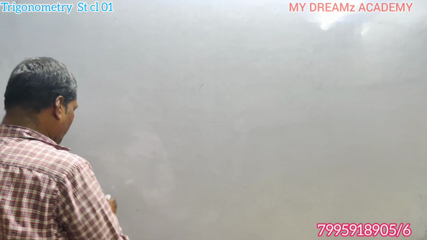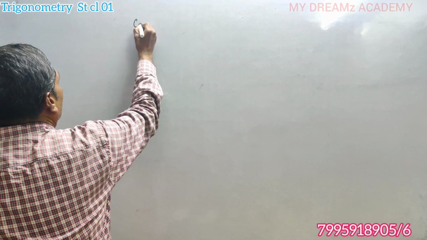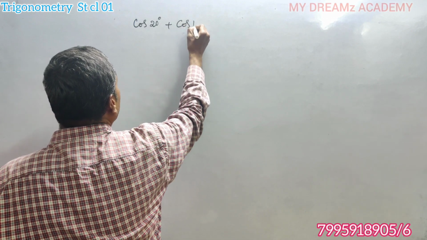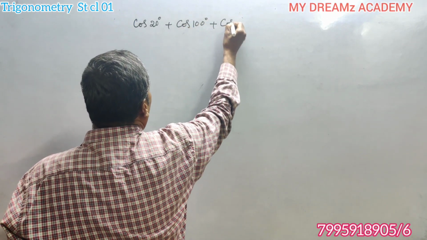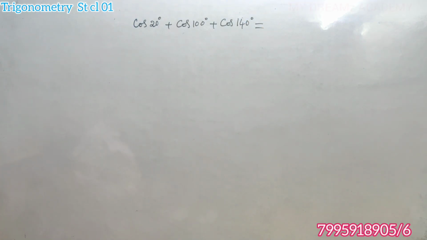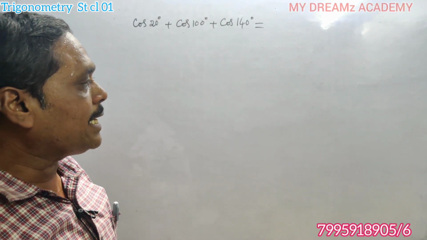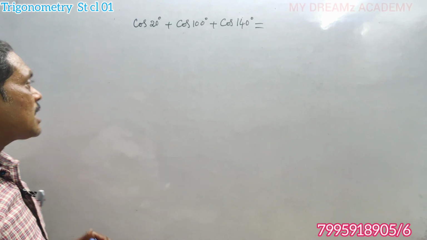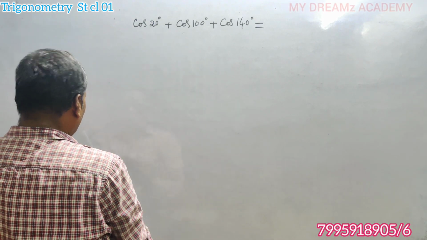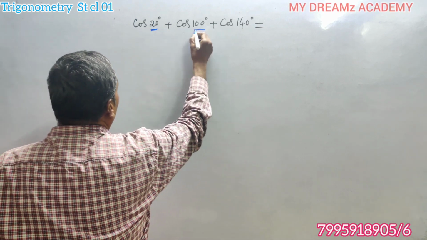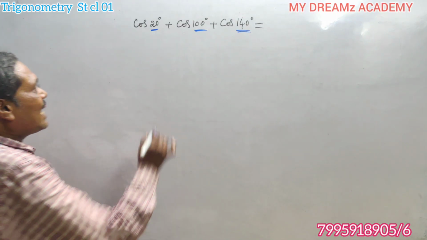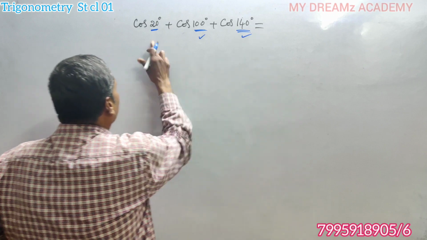See one more. Cos 20 plus cos 100 plus cos 140. The value of cos 20, cos 100, cos 140. See this type of problems. We don't know the value of cos 20. We don't know cos 100. We don't know cos 140. But I can write these two in the form of 20s.